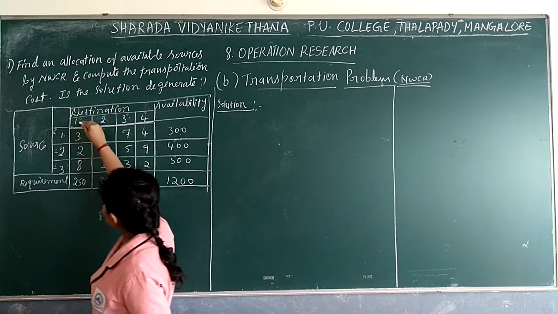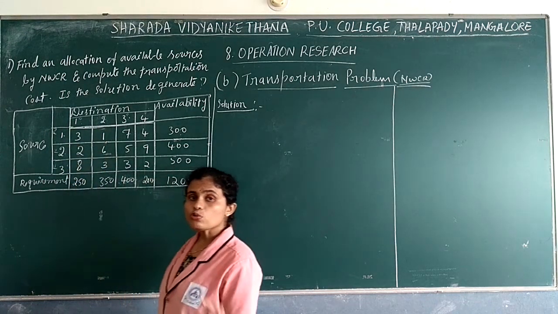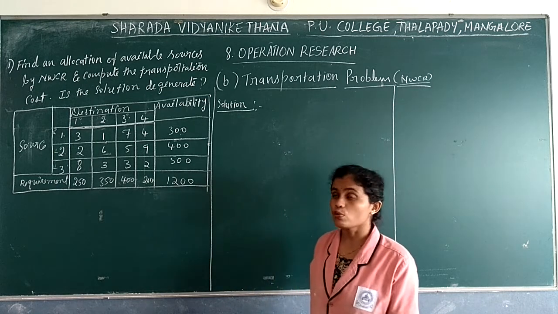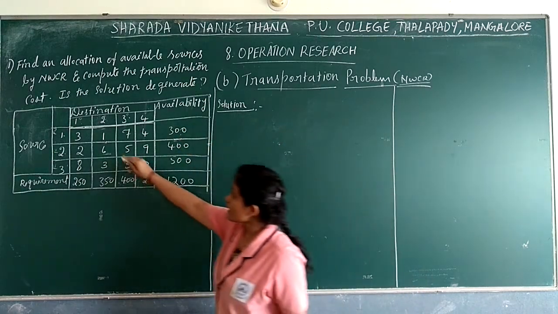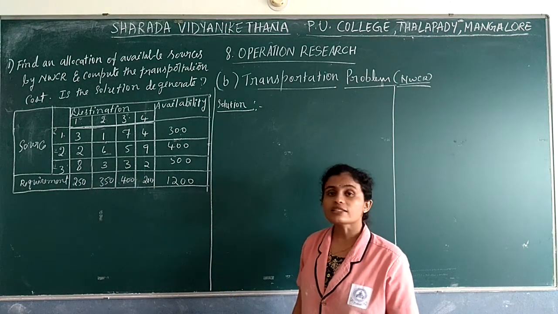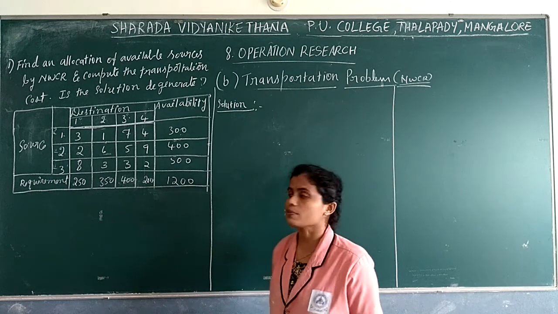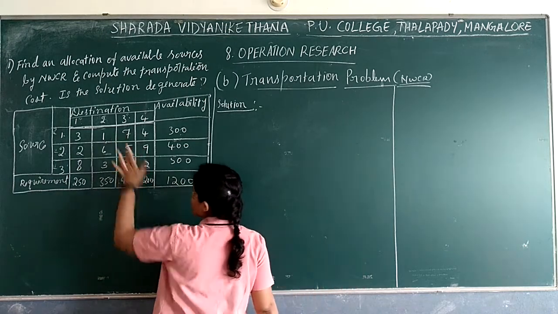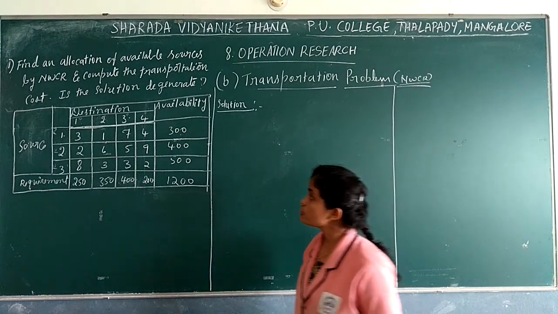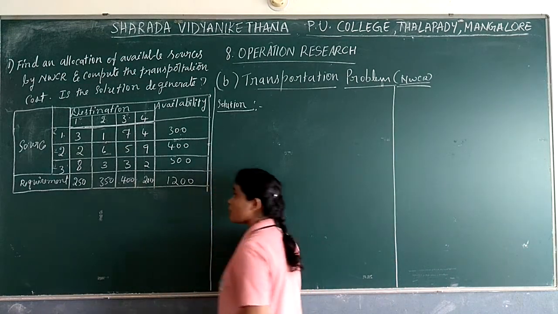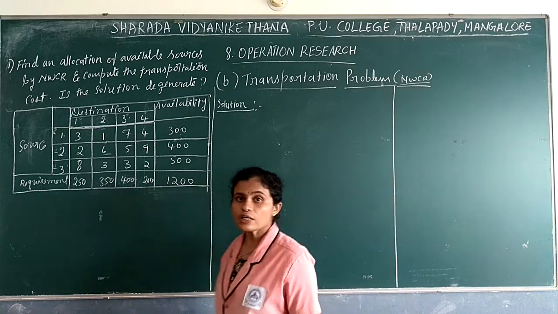Now in this first destination, what is their requirement? They require 250 quantities of goods, but what is the availability? We have 300. Now the second destination, they require 350. That is their requirement. Now the third destination, they require 400 quantities of goods, and the fourth destination, they require 200 quantities of goods. That is their requirement.